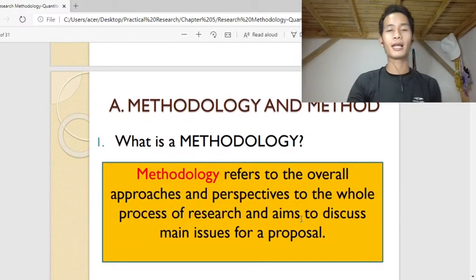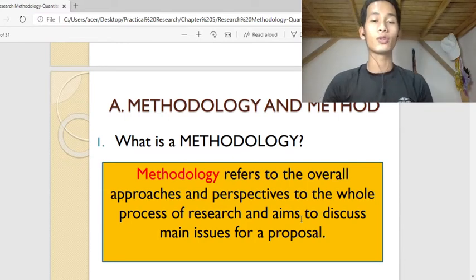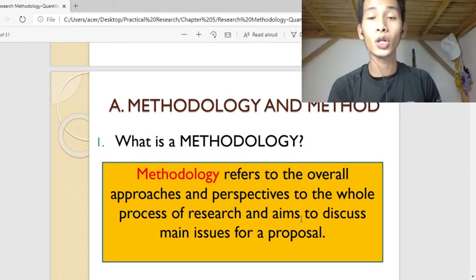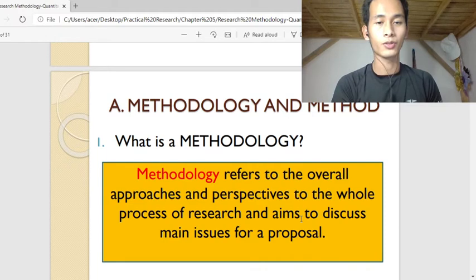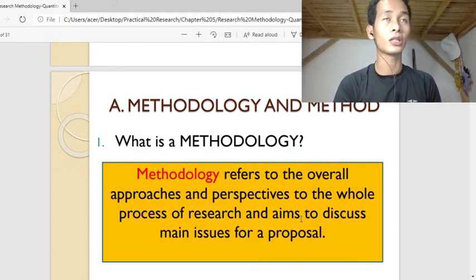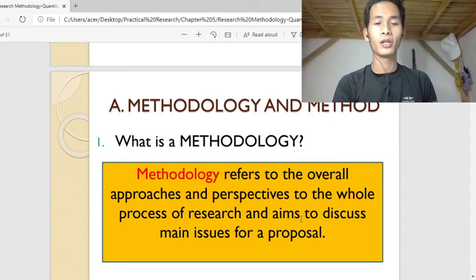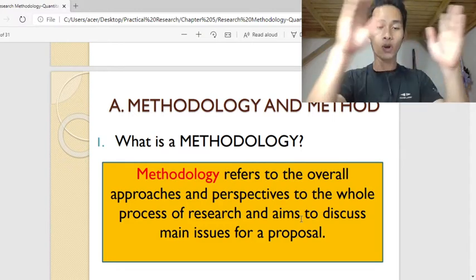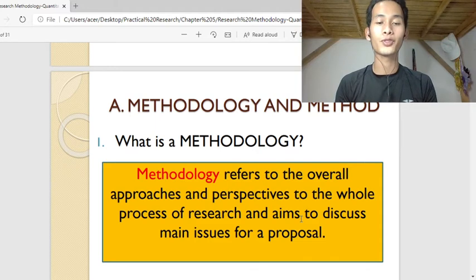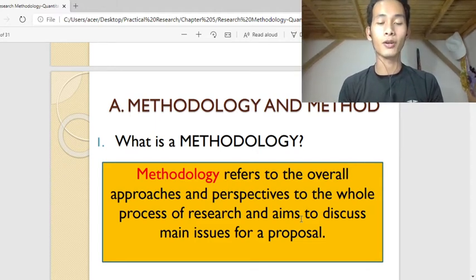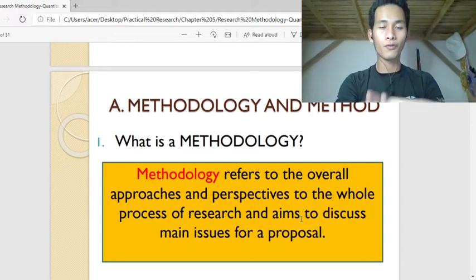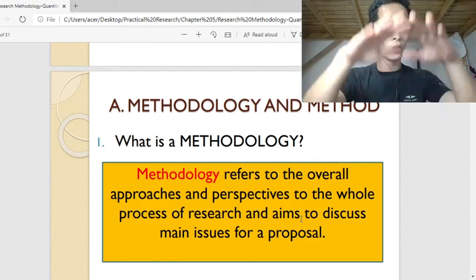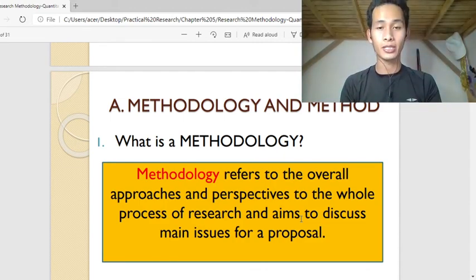Okay, this time class, we will be differentiating methodology and method. So, unsay kalahian nila? What is a methodology? Chapter 3 is all about methodology. Now, methodology refers to the overall approaches and perspectives to the whole process of research and aims to discuss main issues for a proposal. Say methodology, nakafocus siya sa overall process, diba? The whole process of doing the research.